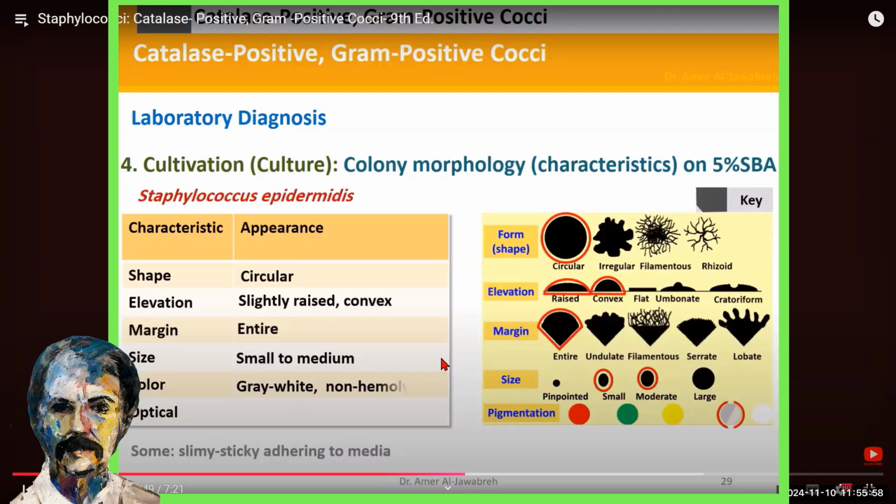Gray-white, like creamy. Non-hemolytic, so it doesn't hemolyze blood like the S aureus. And it's opaque. Sometimes the Staph epidermidis, S epidermidis, is slimy and sticky and adheres to the media. So if you take a loop and just try to move it, it's going to be sticky and maybe it doesn't even move with you. Let's have a look.